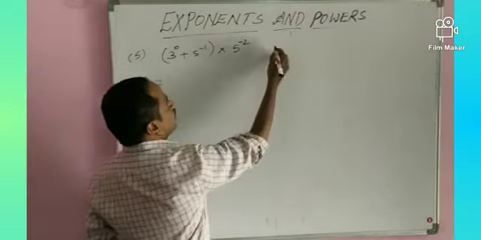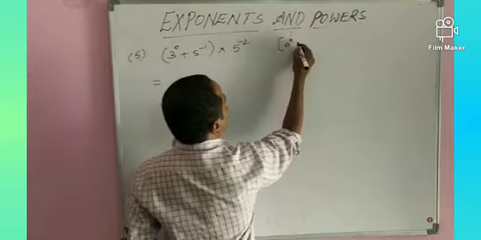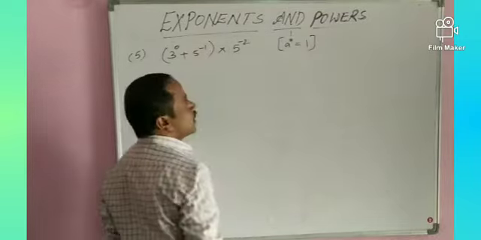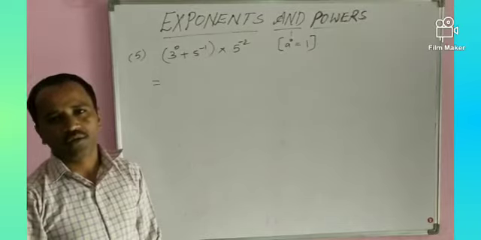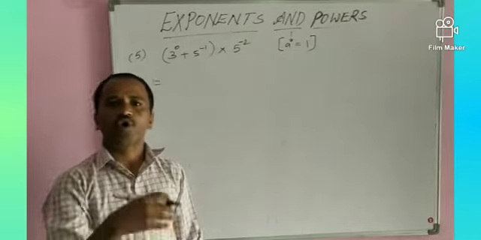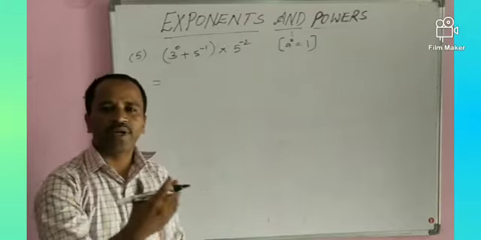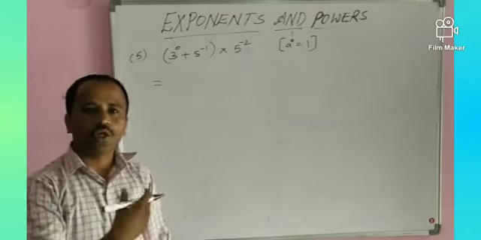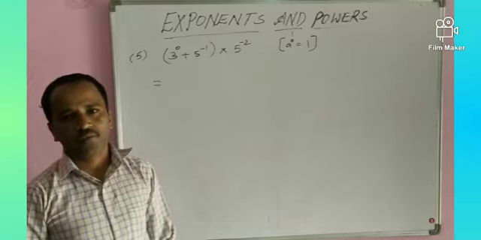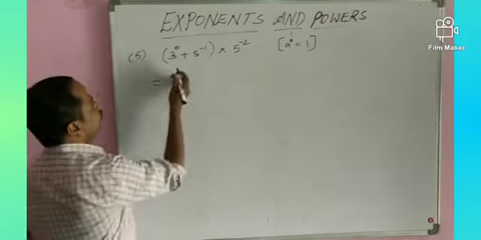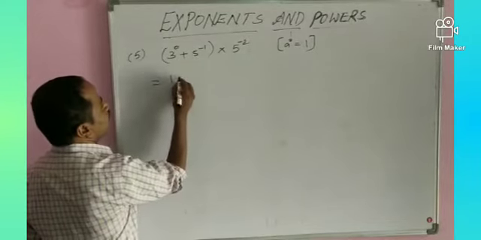3 power 0 is in the form of a power 0. A power 0 means 1. 3 power 0 means 1. 4 power 0 means 1. 10 power 0 means 1. 100 power 0 means 1. 1000 power 0 means 1. 1 lakh power 0 means 1 only. Keep in mind. So 3 power 0 means 1 only.